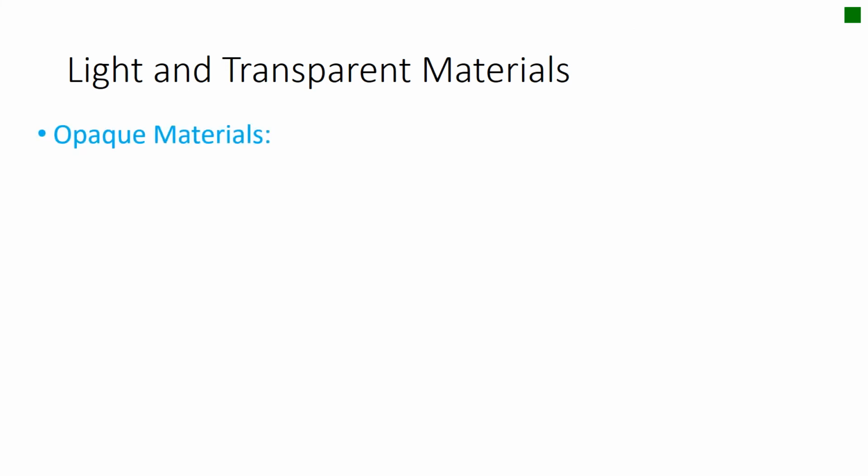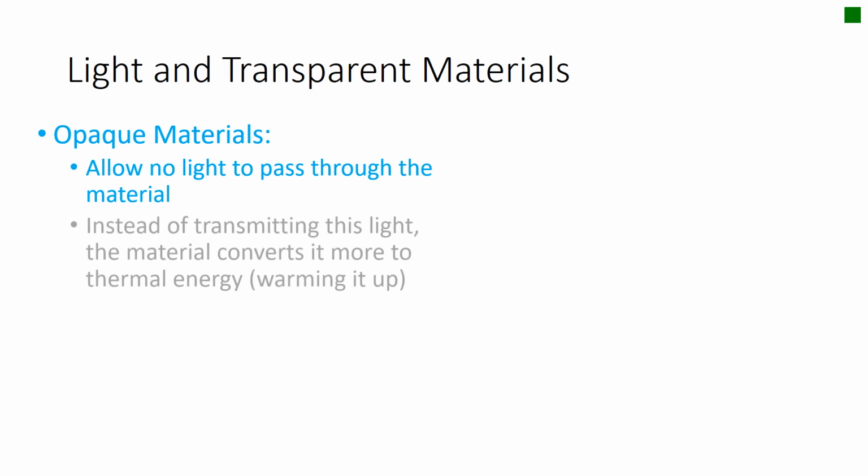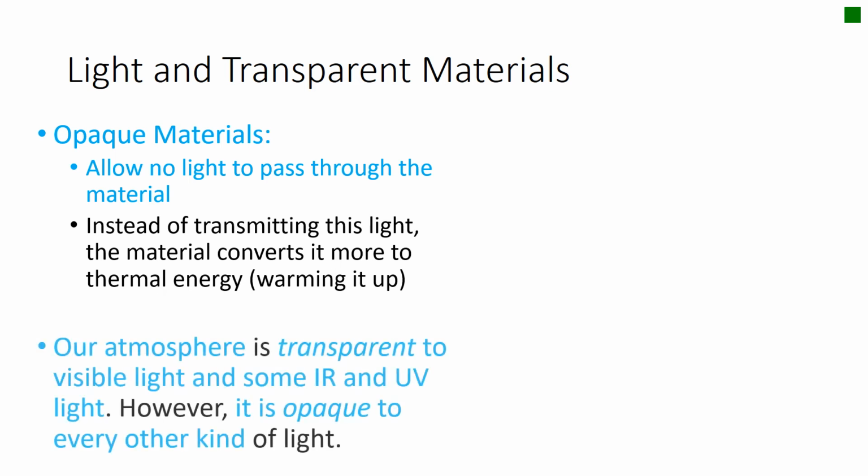Now, the opposite of transparent is opaque. You are an opaque material. My walls are an opaque material. It doesn't allow light to pass through them, and that's where that light winds up getting reflected. Instead of transmitting light, it will either reflect light or convert it into thermal energy.